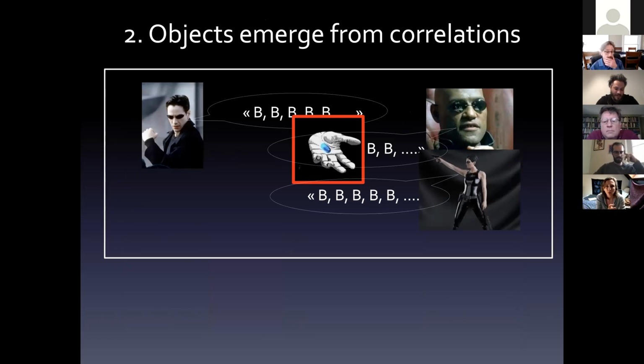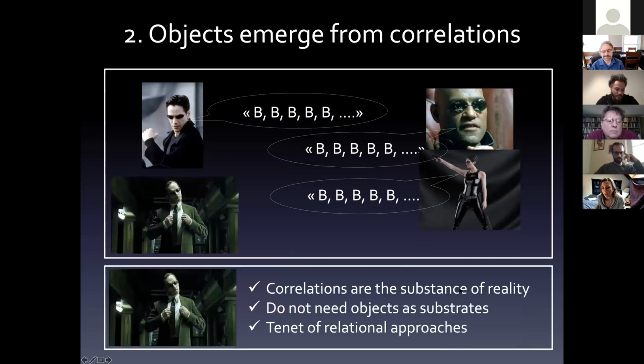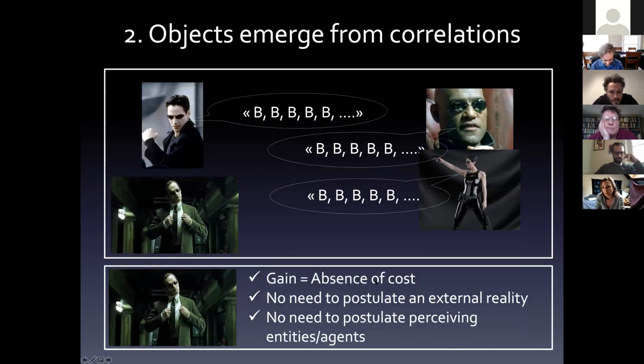So the other point of view is the following. At the end of the day, we have no proof that objects exist. The only thing that we can observe are correlations. So correlations are basically the substance of reality, and they do not need any object as a substrate. And this is basically the tenet of relational approaches, as much as I understood them. So the gain is basically the absence of cost, because I don't have to postulate anything. There is no need to postulate any external reality.